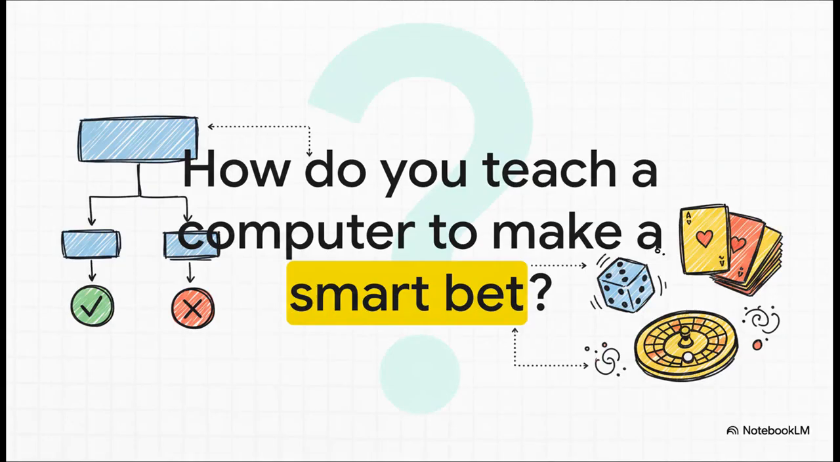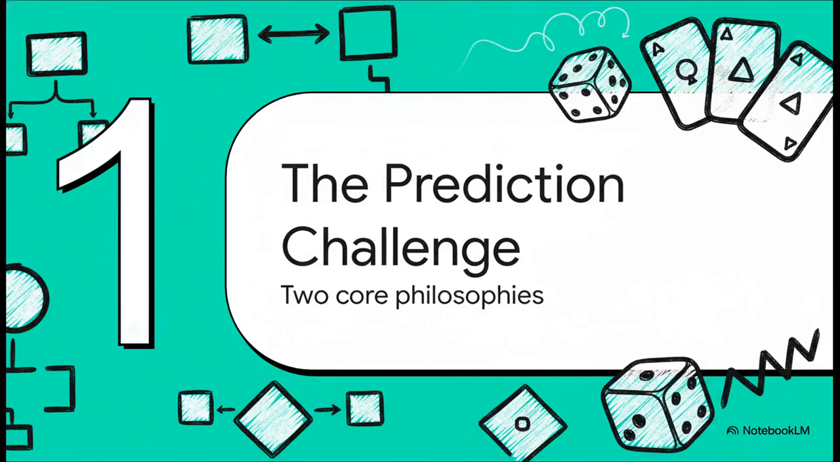Because really, it all boils down to this one question. Every single time a computer makes a prediction, it's placing an educated bet based on all the data it's seen before. Our job, then, is to teach it how to make the smartest bet it possibly can. But here's the thing. It turns out there isn't just one right way to do this. In fact, you could say there are two fundamentally different philosophies for how to even approach a prediction problem.